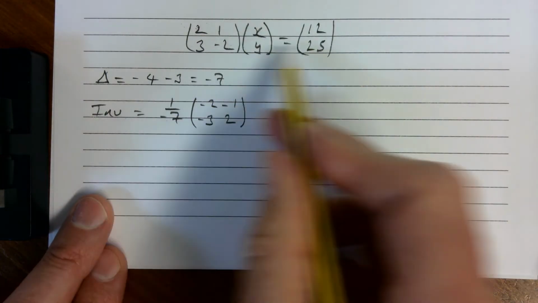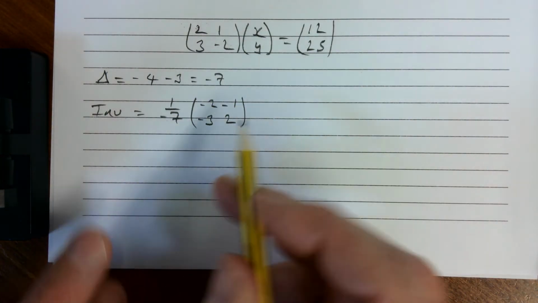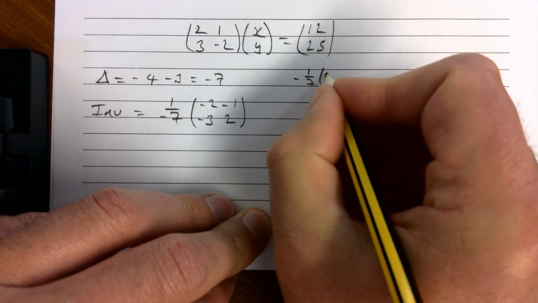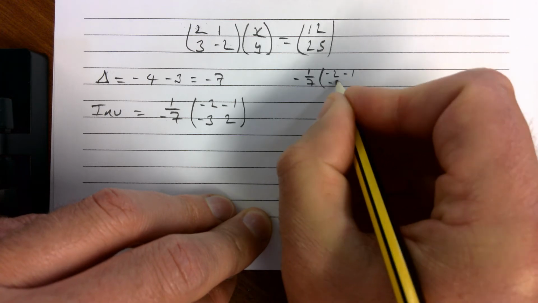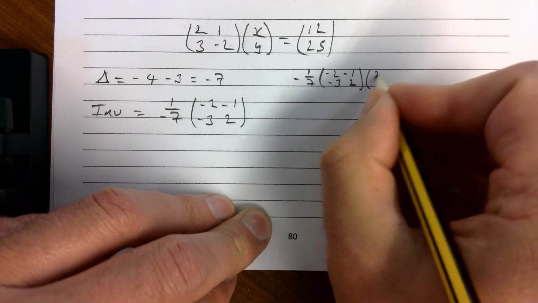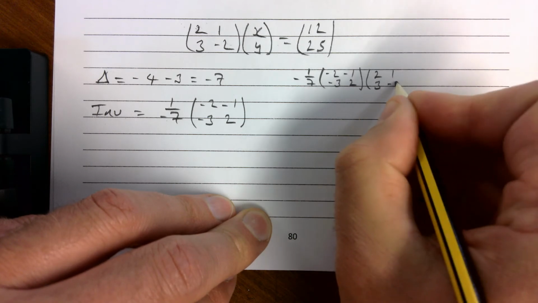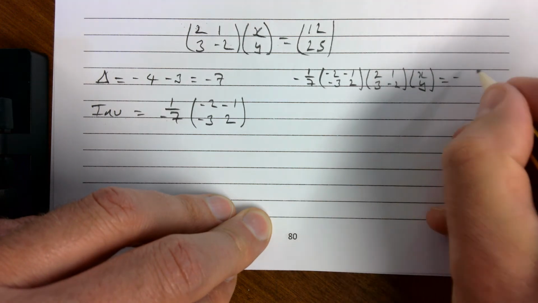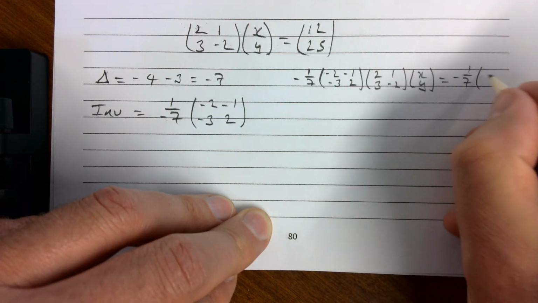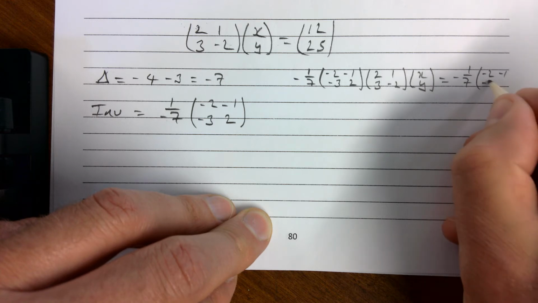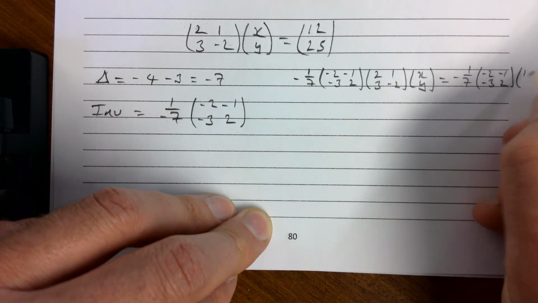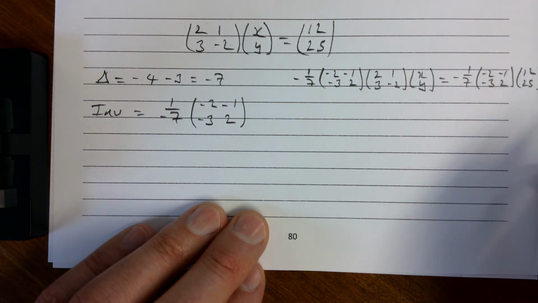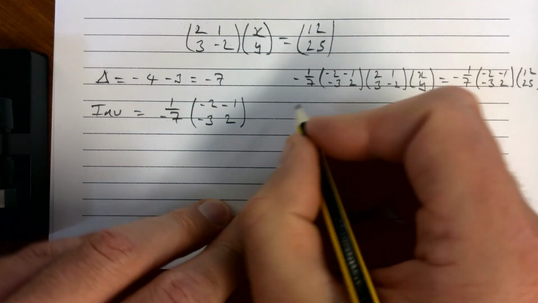We're now going to multiply through this equation by the inverse on both sides. So it's going to be minus 1 over 7 upon minus 2, minus 1, minus 3, 2, upon 2, 1, 3, minus 2, x, y, equals minus 1 over 7, minus 2, minus 1, minus 3, 2, all upon 12 and 25. Just about fits in there. That's okay. So let's do our sums.